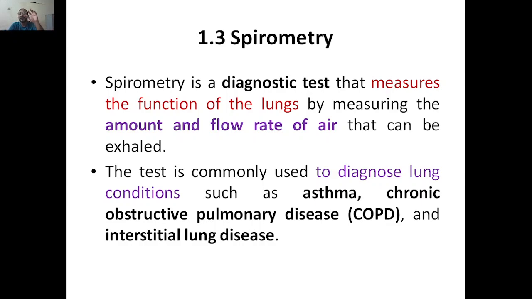So now you know what diagnosis is. Diagnostic means you are detecting the disease, whereas therapeutic means you are treating the disease.